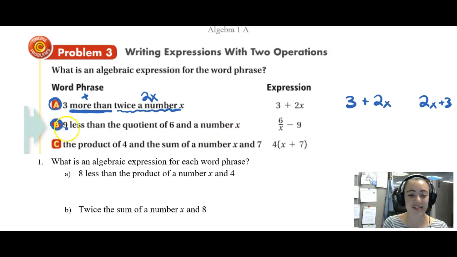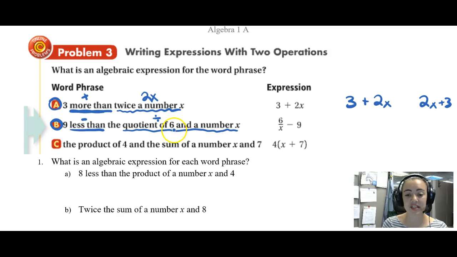The next word phrase is 9 less than the quotient of 6 and a number x. So 9 less than, and less than is saying subtraction. It's 9 less than what? The quotient of 6 and a number x. That word quotient is talking about division.